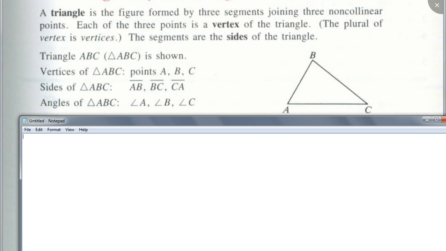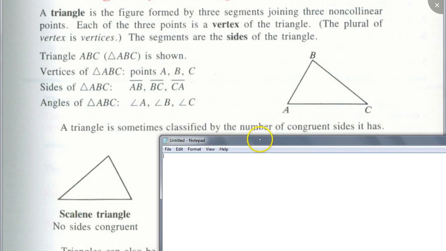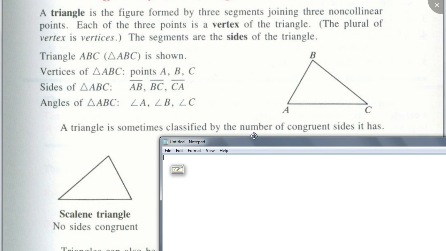Now we can classify triangles by their sides. You might know what we call the triangle with all three sides different. Let's say the measurements, the lengths of the sides, are all different. What do we call this triangle? How about Kevin? Scalene triangle is correct. Very good. So here's a scalene triangle. No congruent sides, right?